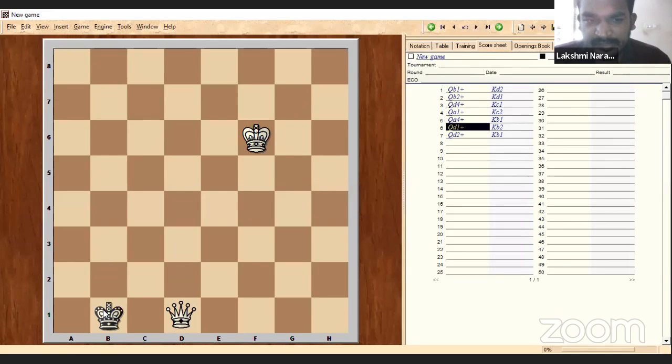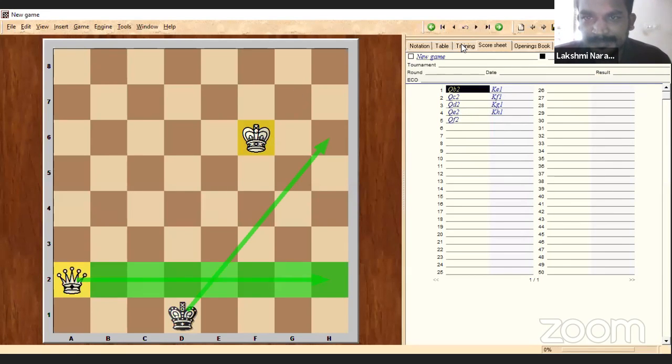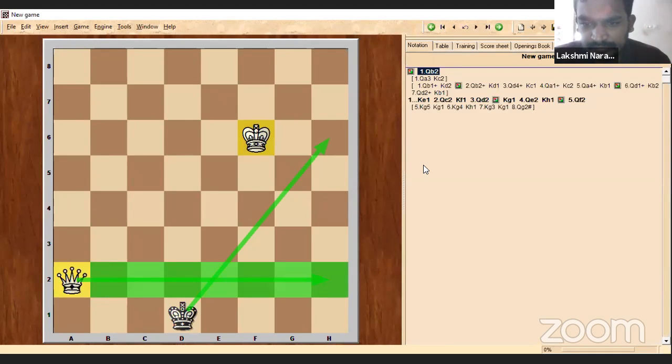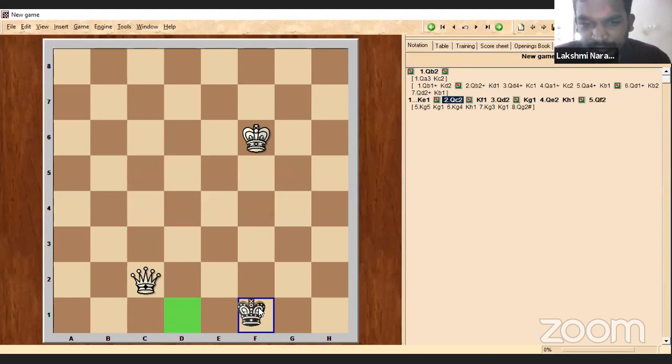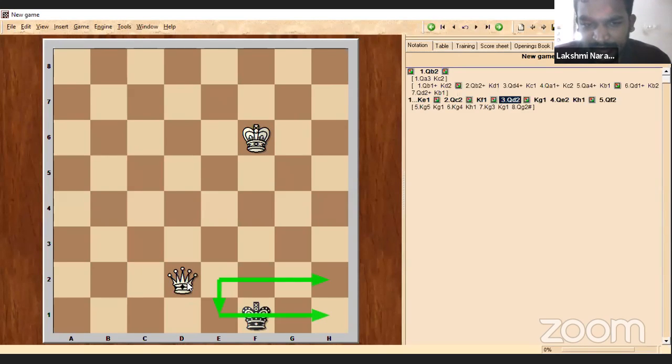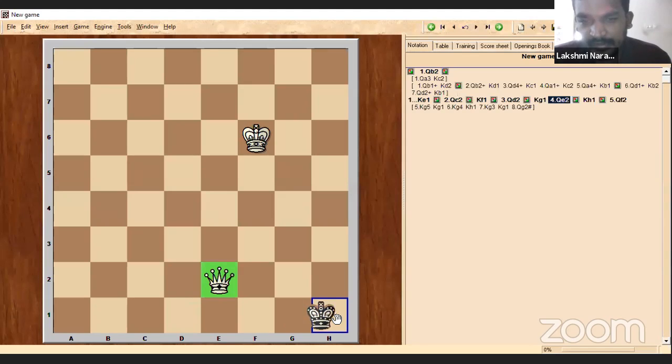Okay, so from the starting position, in order to mate, you should drive the king to the corner. How can you do that? First you can play queen b2, and after he plays king to e1, you can play queen c2, taking away this square. So he will be forced to move king to f1. Now you can play queen to d2, taking this square. So he will play here. Now queen to e2 check, king to h1.